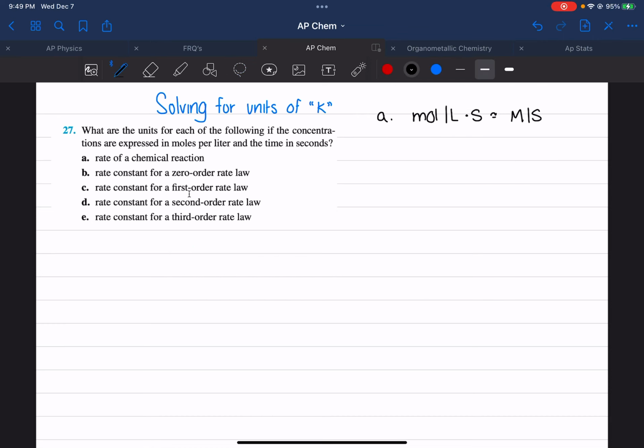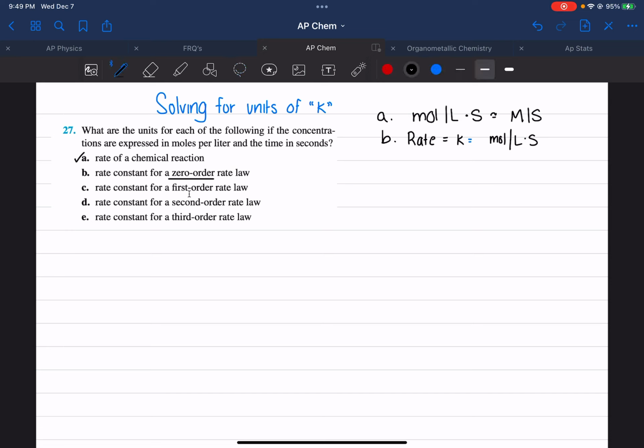Okay. B, rate constant for a zero order rate law. Now, when they're saying zero order, you have to consider that when you write the rate, your rate law is just equal to K. That's the only thing you have in a zero order, which means that your unit must equal A, right? Because they're moles per liter per second. So it's going to be moles per liter times second. Once again, like this one. These are sort of the silly ones.